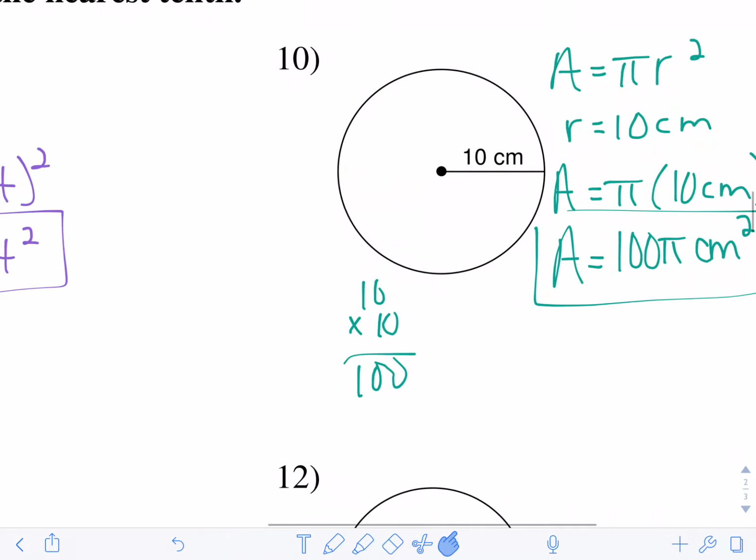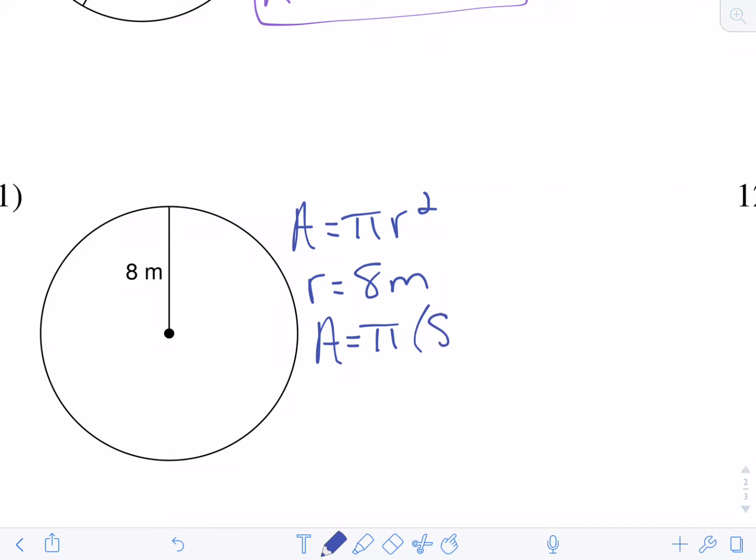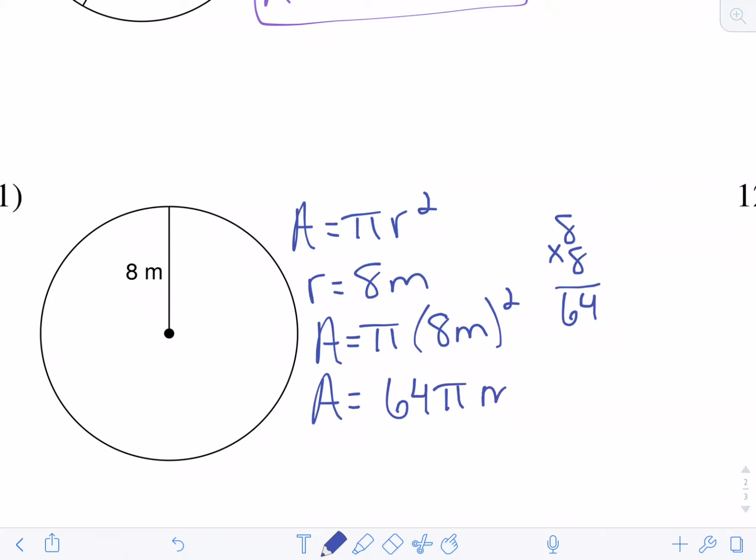All right. Number 11. I have area is equal to pi r squared. My radius is 8 meters, so I'm going to plug that in. Area is equal to pi times 8 meters squared. So 8 meters squared means 8 times 8, which is 64. So I have 64 pi meters squared.